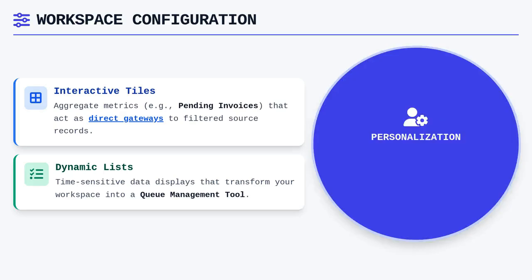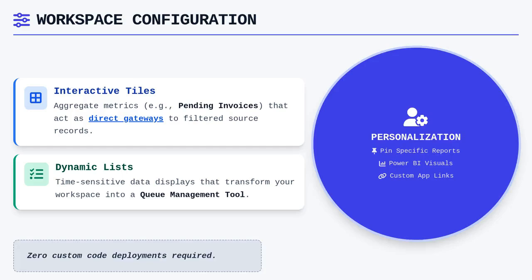A user can personalize these workspaces by pinning specific reports, embedding Power BI visualizations, or adding custom application links that frequently used processes require. Once you grasp how to modify these views through the standard personalization engine, you unlock the ability to tailor the system to fit specific business workflows without needing custom code deployments. This modularity ensures that the interface remains scalable and adaptable as roles evolve or business processes change within the organization.